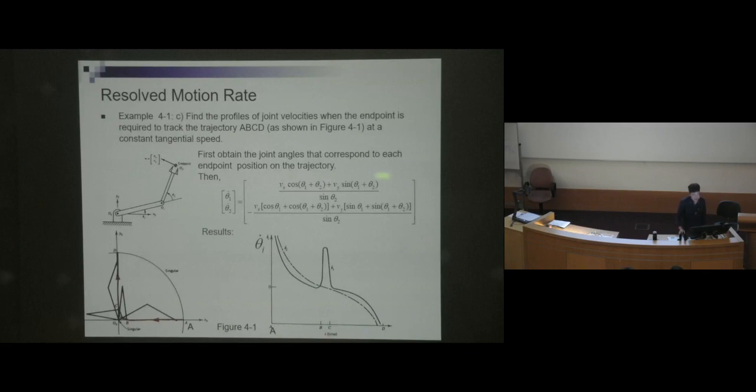So it's quite interesting. This is at point A. At point A, you want a certain speed. This is your joint theta 1 speed. The solid line is joint theta 1, and the broken line is joint theta 2. Theta 2 dot, this is the speed. So you have both speeds moving down.